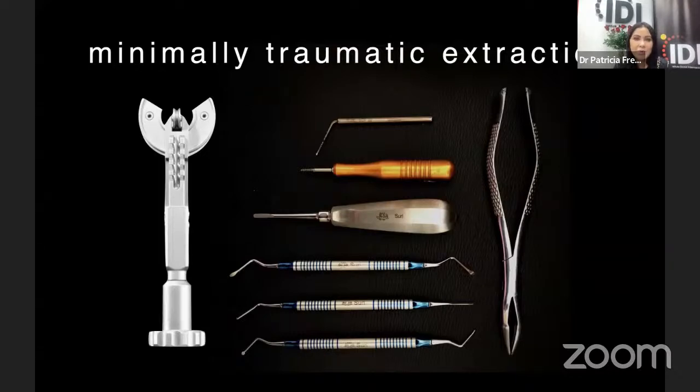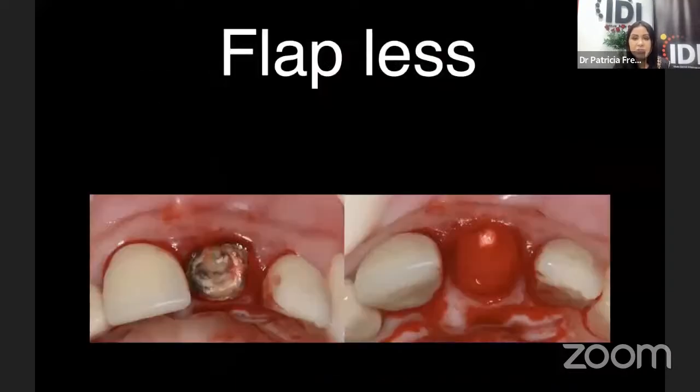We cannot talk about a traumatic extraction because we are going to do some damage removing that tooth. So we have a lot of tools that we can use to remove that piece, like the vertical extractor, forceps, curettes, and some manual tools to remove that piece vertically, and we are not going to do a lot of damage in that procedure.